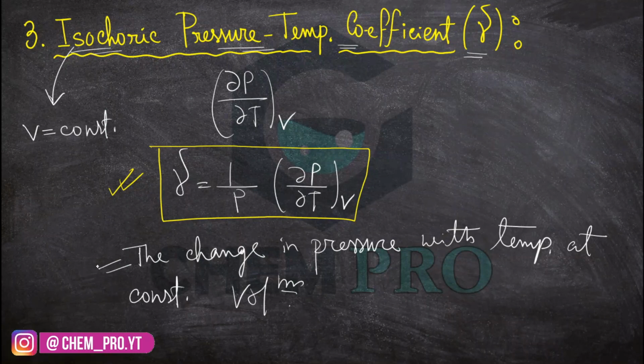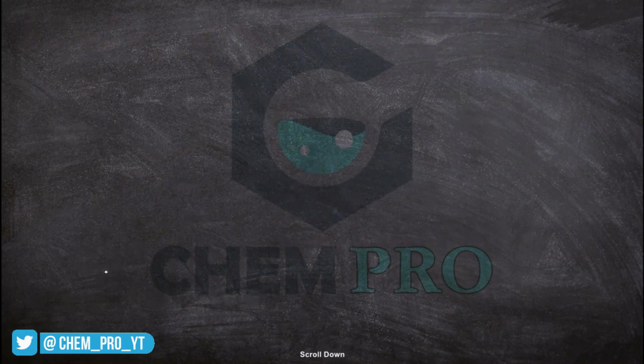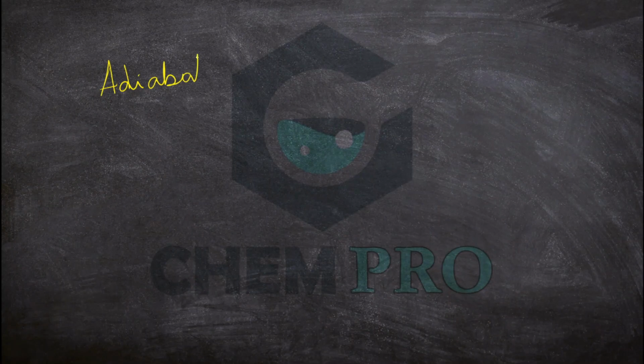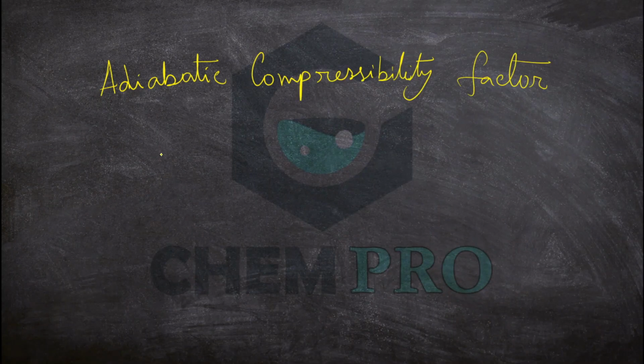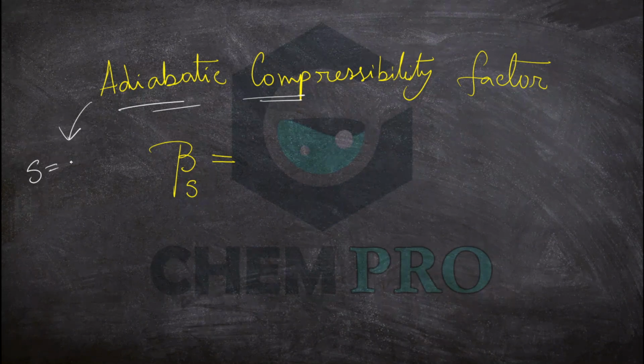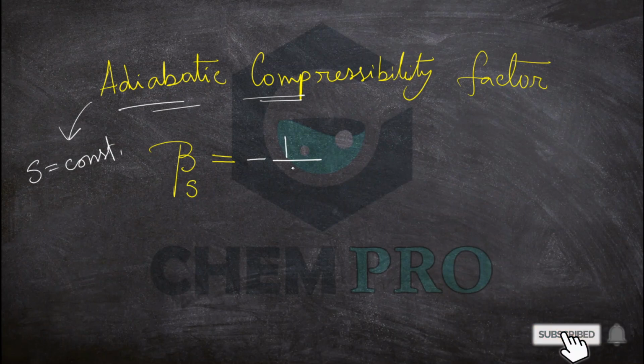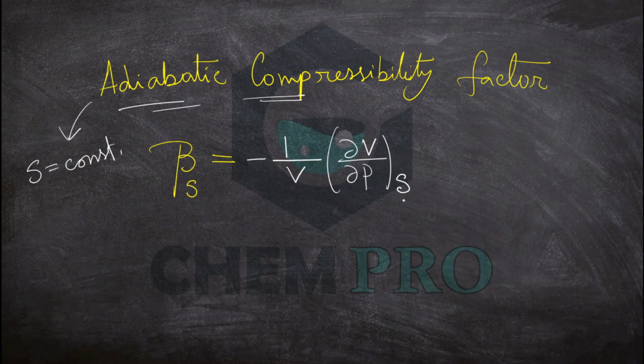After these three main coefficients, alpha, beta and gamma, we also have another coefficient, that is the adiabatic compressibility factor, and it is denoted by beta s. In this adiabatic compressibility factor, the entropy is constant, and the formula is the same as the isothermal compressibility factor, that is, 1 by V at constant entropy. So this is very important.